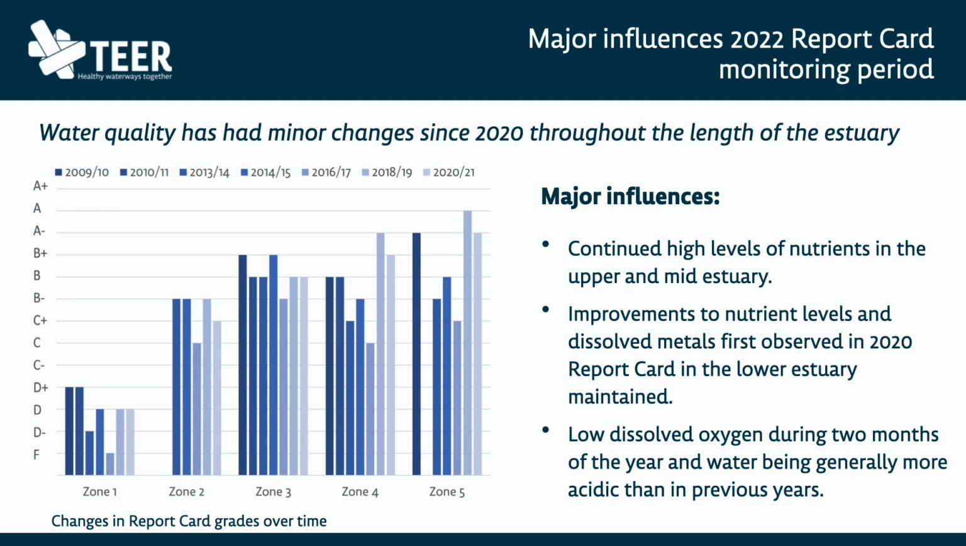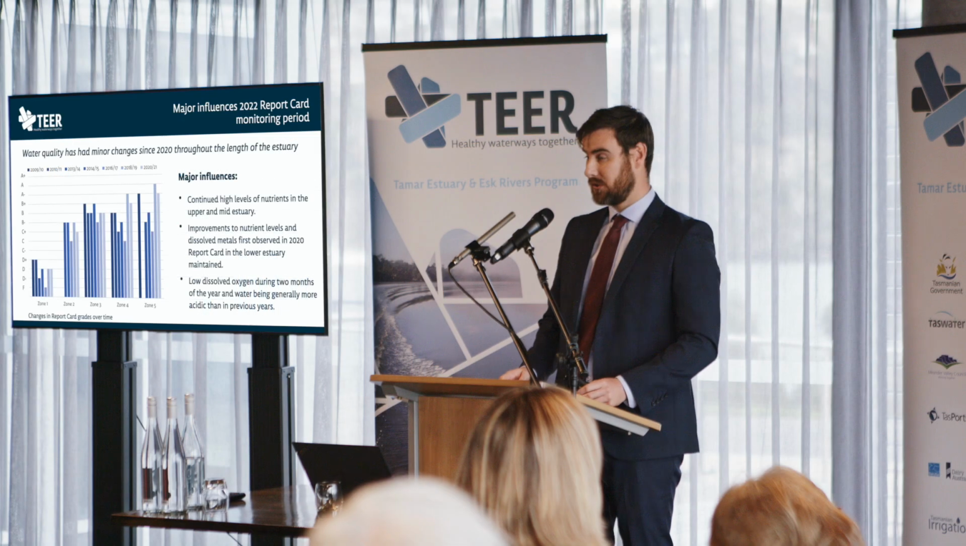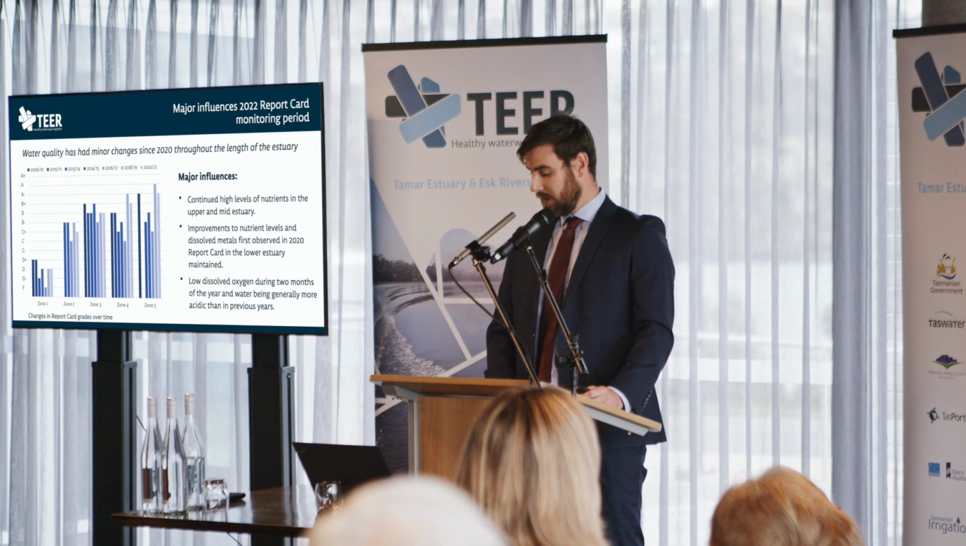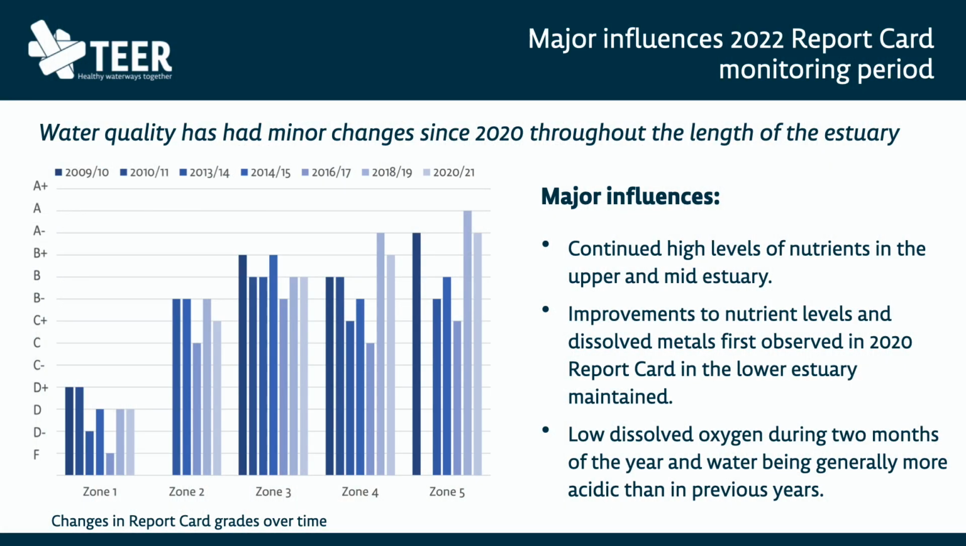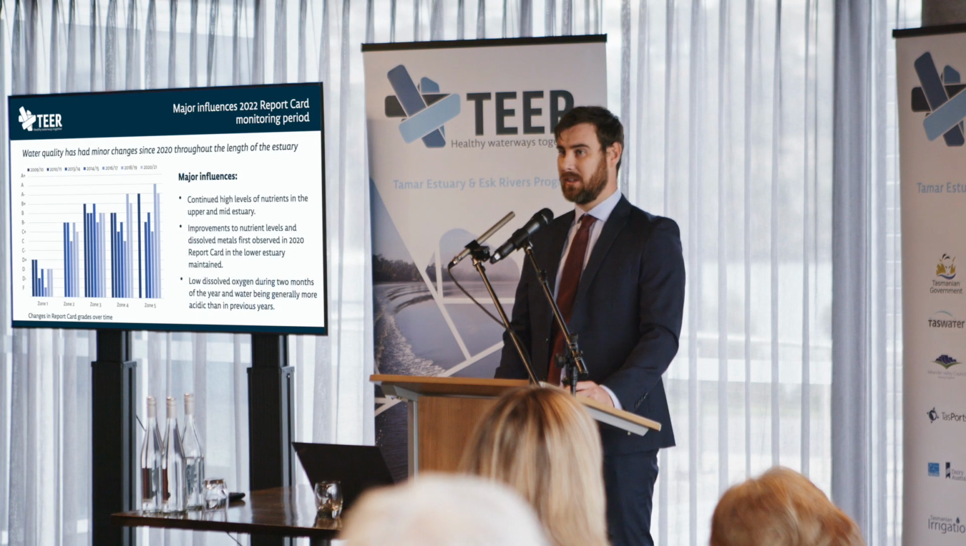Okay, now I'm just going to touch on some of the major influences that we had seen for the water quality parameters that actually played into the grades. So as I have said, relative to last year, water quality has had relatively minor changes. In terms of the changes to grades, it's only Zone 2, 4 and 5, and they're half grade declines. Some of the major influences that we're seeing.